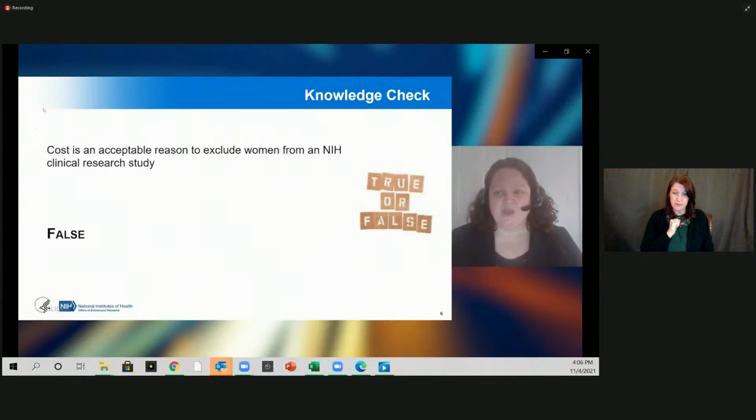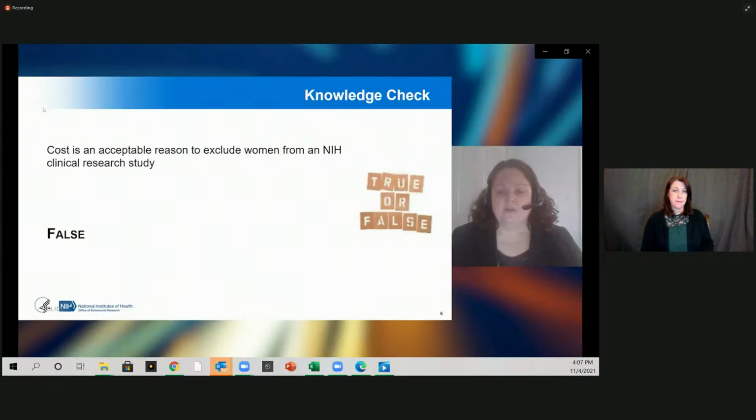Okay, this is false. Hopefully you all got this right. Cost is not an acceptable reason to exclude women from an NIH clinical research study. In fact, the law specifically mentions this, that women and minorities must be included in NIH-funded clinical research unless there's a compelling rationale, and cost is not an acceptable reason for their exclusion.